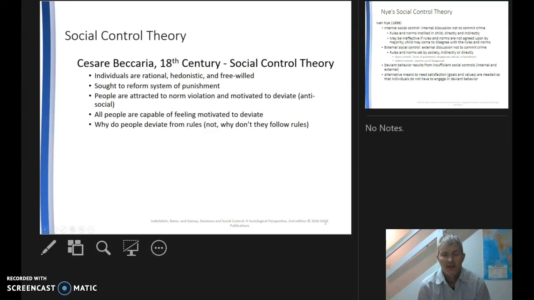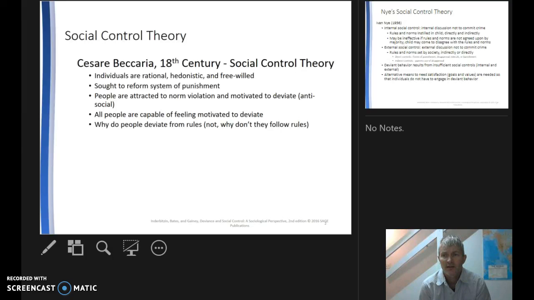Hey folks, what's happening? We're going to keep moving into section 7 here, looking at ideas of social control theory. When we go here, we might as well start at the beginning, and the beginning takes us back to about the 18th century and we look at the work of Cesare Beccaria.